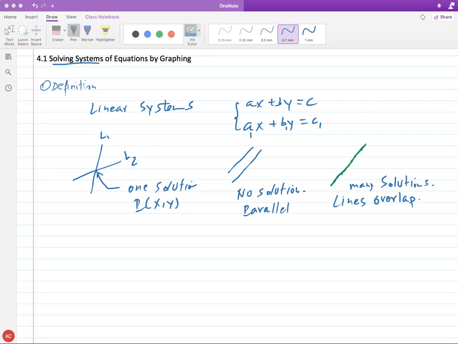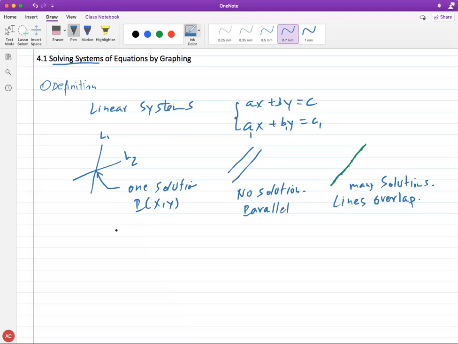It simply means that the two lines end up one over the other. It's technically the same line. When you draw them on the same graph, you basically end up with the same line. And that gives us many solutions. So that's basically how you solve linear systems by graphing.